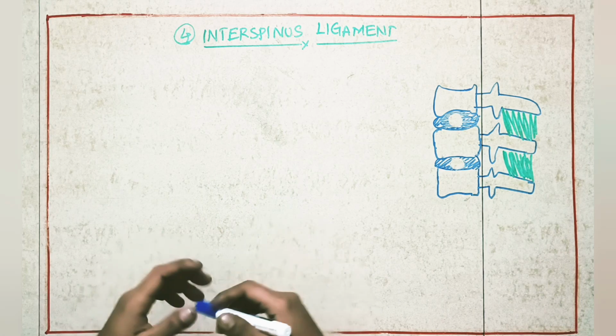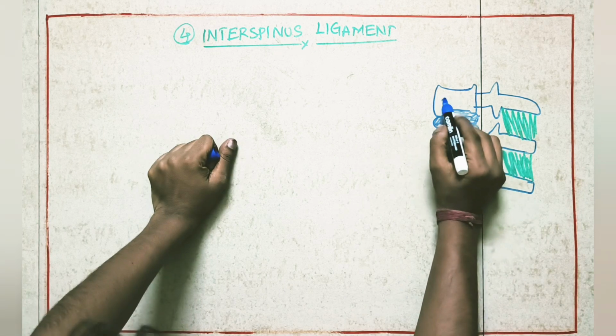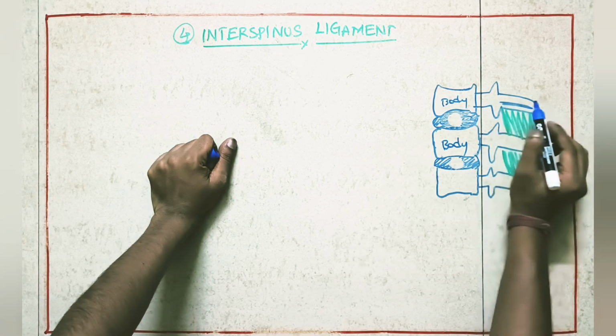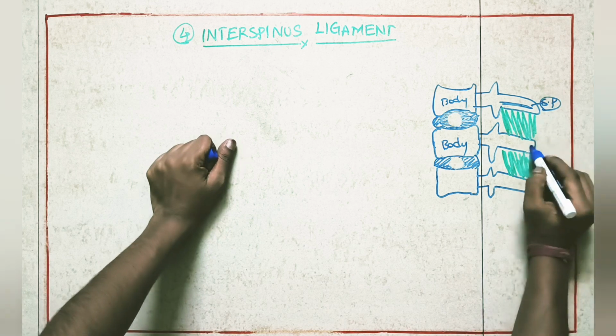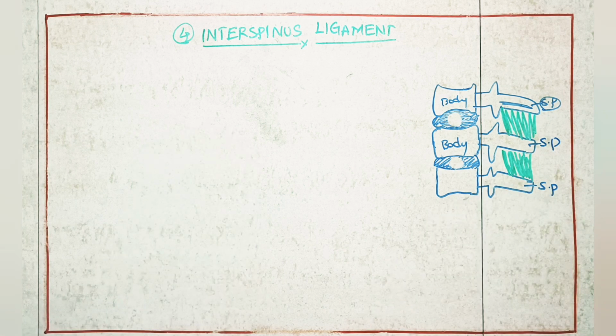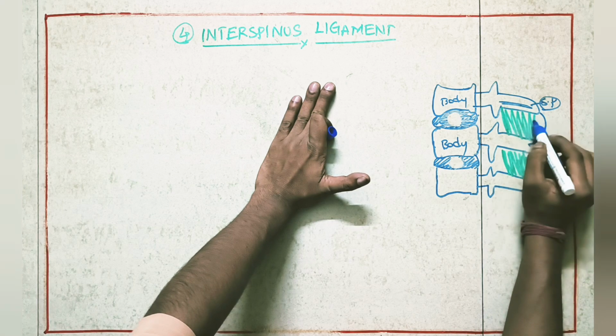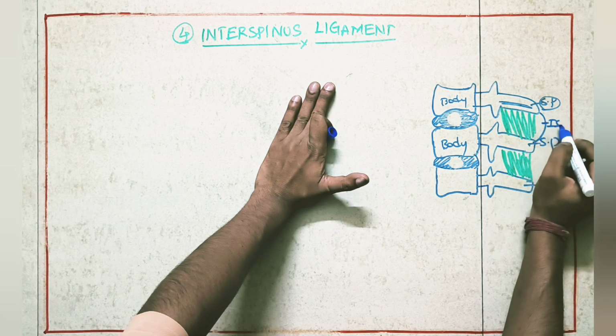So this is about the interspinous ligament. Suppose if we see, this is the body of the vertebra. This is the body of another vertebra. This is a spinous process. This is a spinous process. This is also a spinous process. Interspinous ligament means the ligament which is present between two spinous processes. This is called the interspinous ligament.